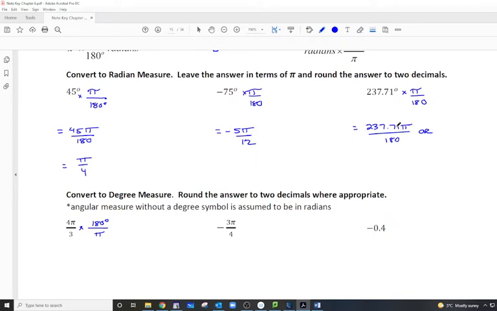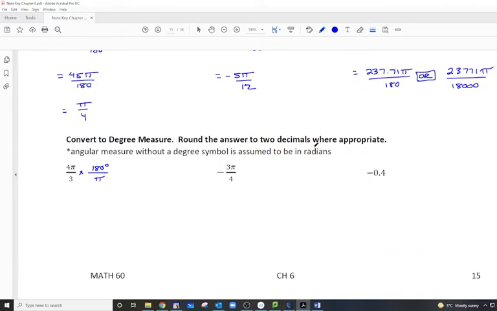So if I wanted to make 237.71 no longer be a decimal, I would multiply by 100. So if I multiply my numerator by 100, I get 23771 pi over 180 times 100, which is 18,000. So the back of the book will say or. Technically, I guess it accepts either. If I had to pick one, this is a proper fraction. This is not. But it is radians, and they're not exact anyway.